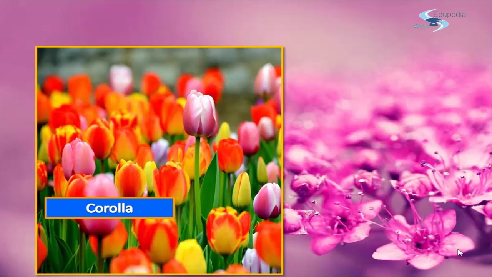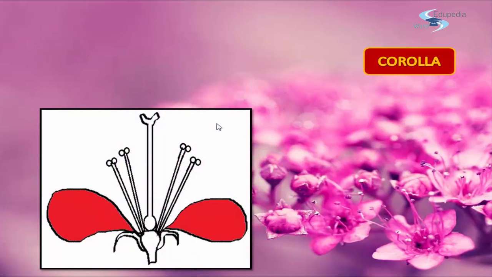So what is Corolla? When you look at a flowering plant, what's the first thing you notice? Is it a stem, leaf, or a flower? On most flowering plants, the most noticeable feature is the brightly colored petals of the flower. This is a petal of the flower. It catches the attention.